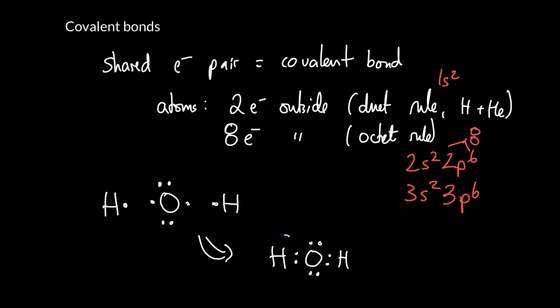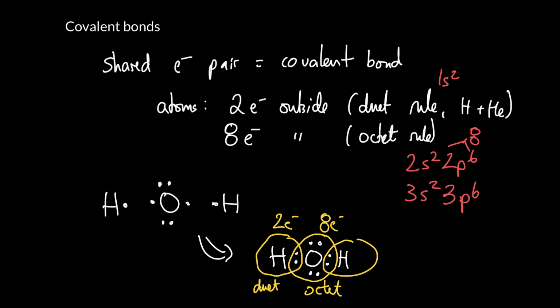Why is this so stable? Well, if we look around the hydrogen, we can see we've got 2 electrons. So it's got a full outer shell, 1s2. And if we look around the oxygen, we can see it's got 8 electrons around there. So that is satisfying the octet rule. We can see this has kind of got that 2s2, 2p6 full outer shell. And again, the hydrogen over there is exactly the mirror of the one on the left.